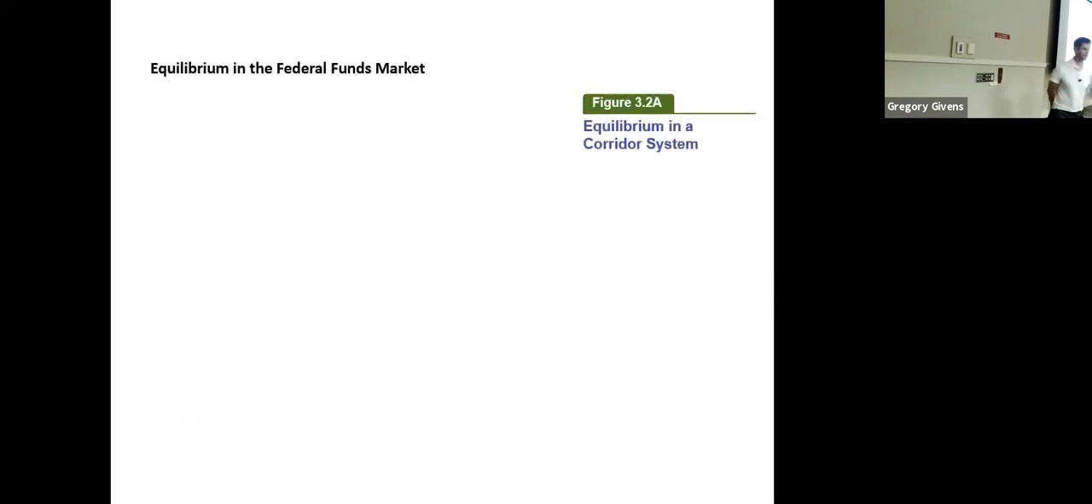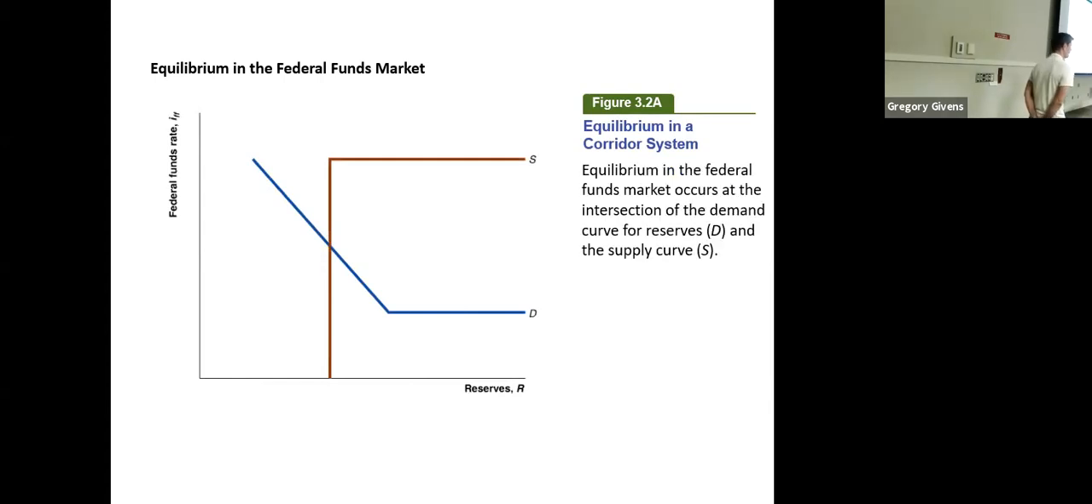Let's put this together now in our model so that we can explain what a corridor system is, okay? And this will set the stage for us to understand how the Fed actually uses a floor system in the next class. Okay, let's look at the demand curve first. So we're going to place the supply and demand curve on the same graph, the same set of axes. On the horizontal axis, we have the quantity of the good that we're trying to model. Those are commercial reserve balances, right? Bank reserves.